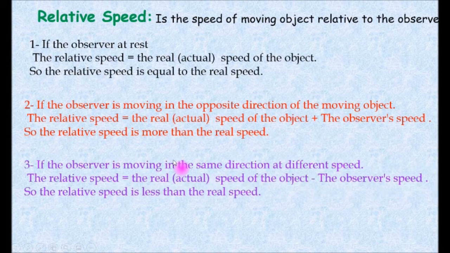The third case, the observer is moving in the same direction of the moving object but with a different speed. And you will see soon why the speed must be different. In this case, the relative speed equals the difference between the 2 speeds, the real speed of the car minus the observer speed. So the relative speed is less than the real speed.